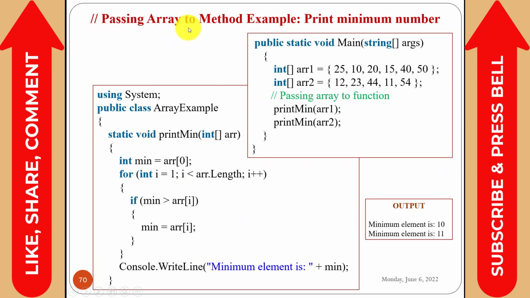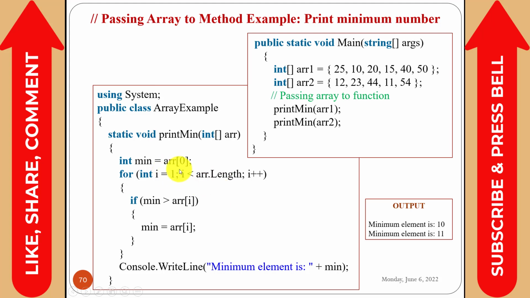Then the passing array to method example, print minimum number. Here we have the same approach, but we just change the logic to find the minimum element of array 1 and the minimum element of array 2. Here again in the array example, we pass the array to printMinimum. So here the integer type variable min we initialize with the first element of the array, arr[0]. Then the loop runs from 1 to less than the array length.